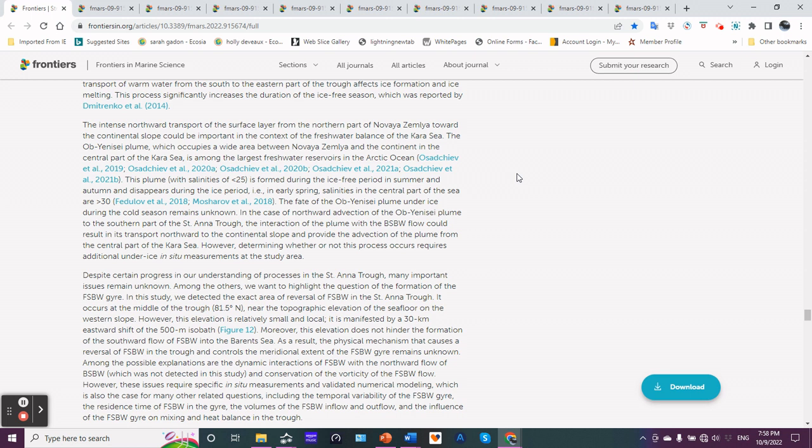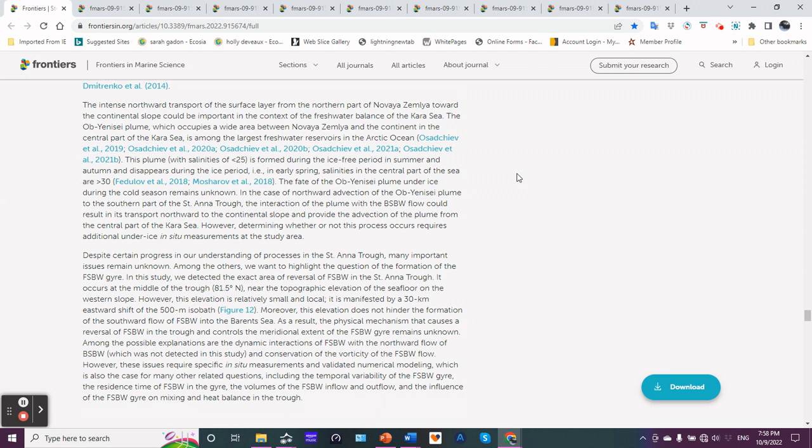The intense northward transport of the surface layer from the northern part of Novaya Zemlya toward the continental slope could be important in the context of the freshwater balance of the Kara Sea. And they go on to talk about the Yenisei plume, which occupies a wide area between Novaya Zemlya and the continent in the central part of the Kara Sea, is among the largest freshwater reservoirs in the Arctic Ocean. Well, that obviously explains the lesser salinity values.